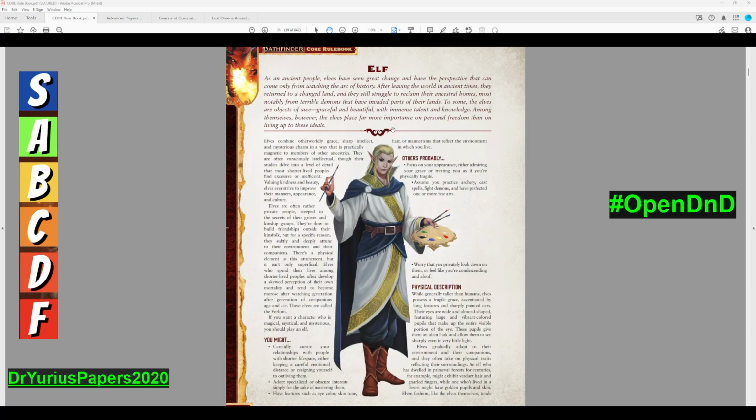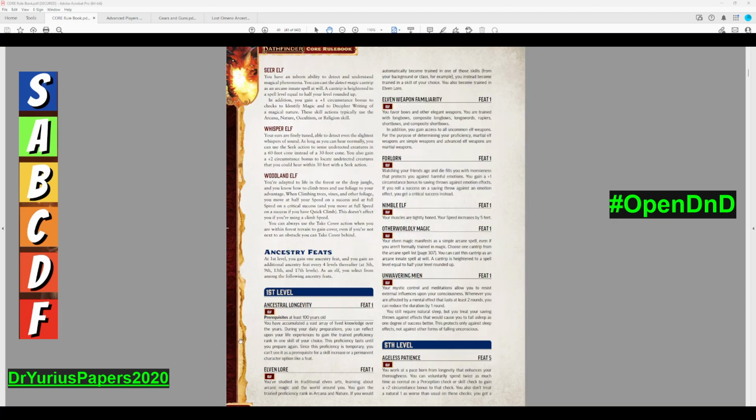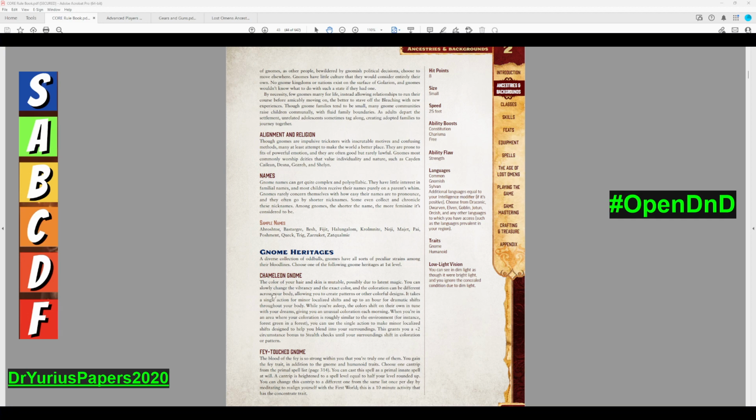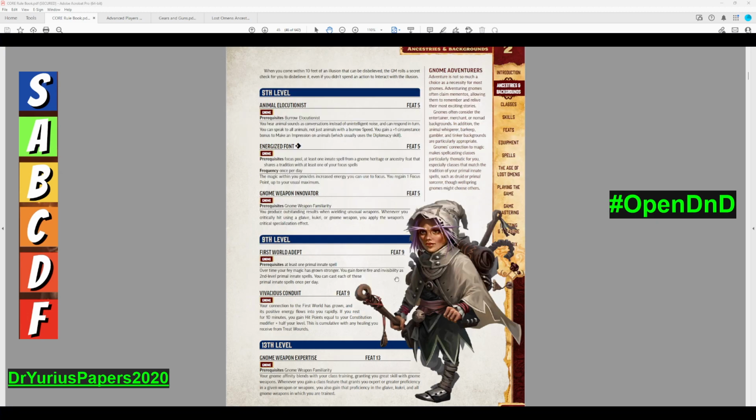Then we have elves. Here we have how many hit points. You can see the elves start with fewer hit points. There are the heritages, which are Arctic elf, cavern elf, seer elf, whisper elf, or woodland elf. And here are their feats that they would get as well. After that, we've got gnomes. We've got chameleon gnomes, fey touch gnomes, sensate gnomes, umbral gnomes, and wellspring gnomes. And then we've got all their feats.